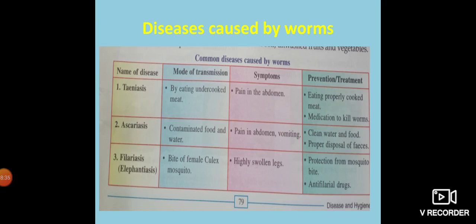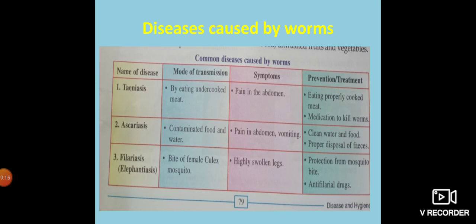The next disease is Ascariasis, which is caused by the parasite called Ascaris, which lives in the intestine. It is transmitted through contaminated food and water. Symptoms are pain in the abdomen and vomiting, and we can prevent this disease by eating clean food and drinking clean water, and also proper disposal of feces. Through this method, we can prevent Ascariasis.